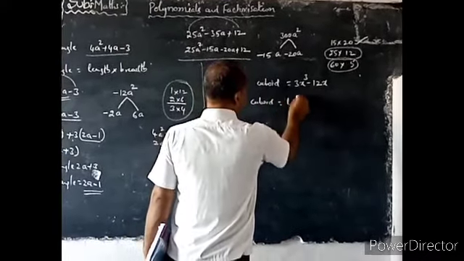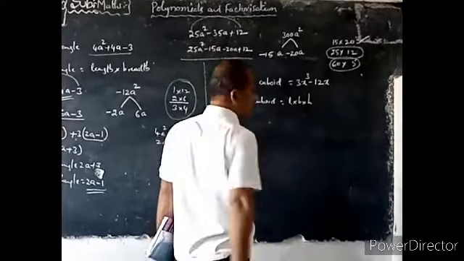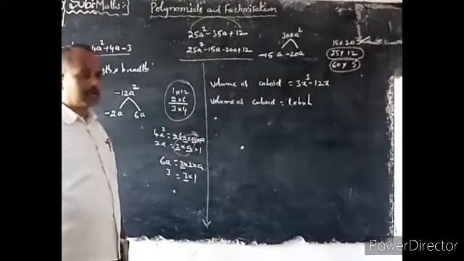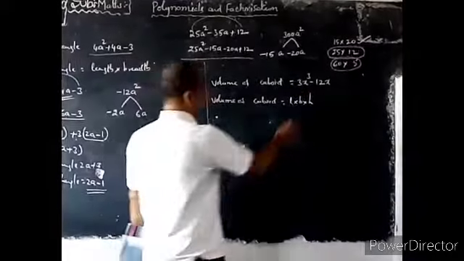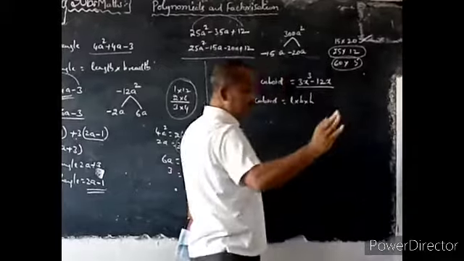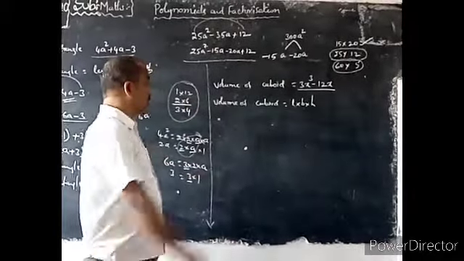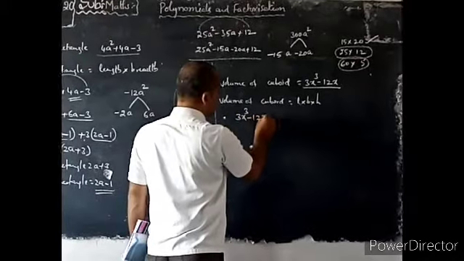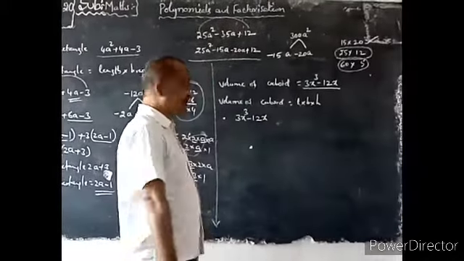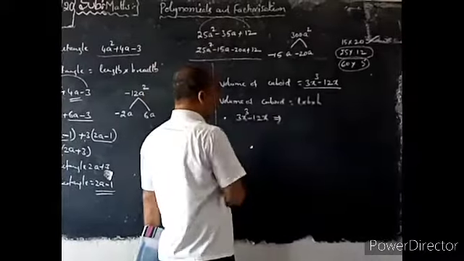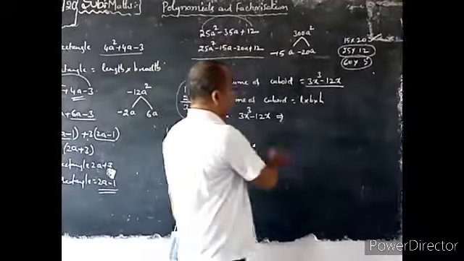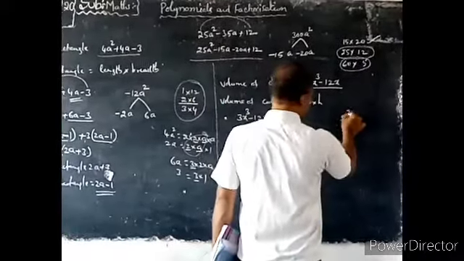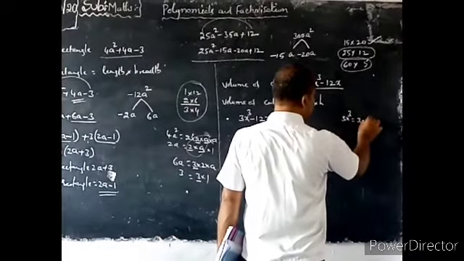It is length into breadth into height. Length into height into breadth into height. So, this given polynomial will be divided into 3 polynomials. How to divide? First take 3x cube minus 12x. What is the common factor here? If you are unable to write directly, then take 3 into x into x into x.